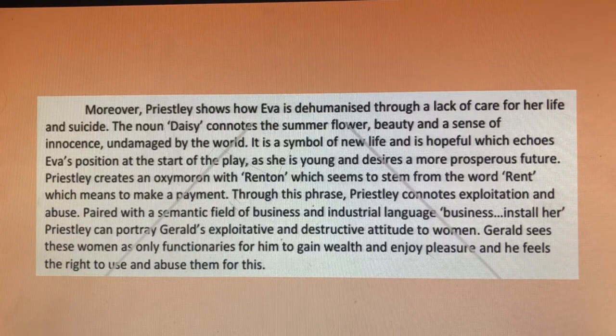The phrase "semantic field of business" shows the exam board that this candidate really understands how all the words link together, that there are certain words and phrases that both Birling and Gerald use that link to the same aim, in this case, capitalist business. Once more, we look at wonderful word choices, "using these women only as functionaries", implying then that Gerald only uses and abuses women and sees them as just a function or a thing that he can use when he wants to and discard when he needs to.